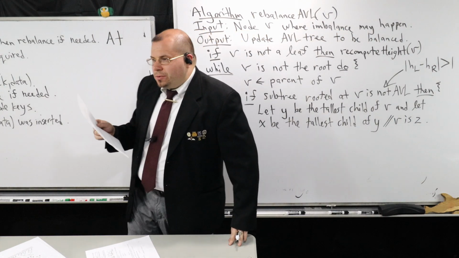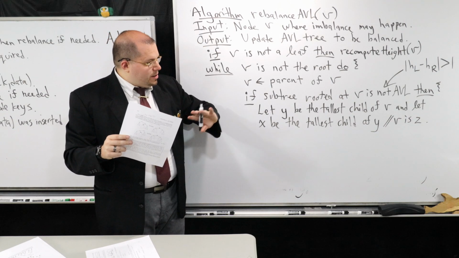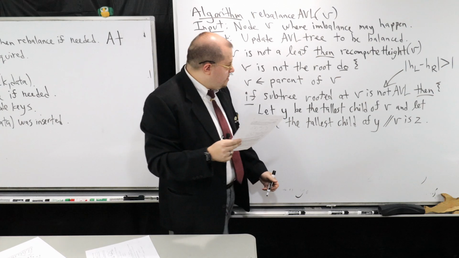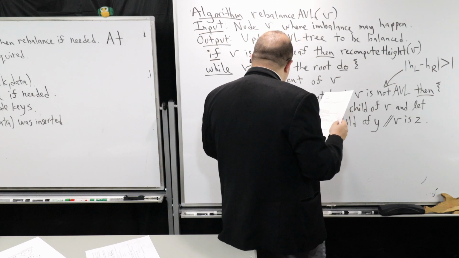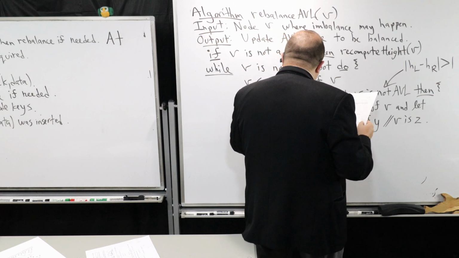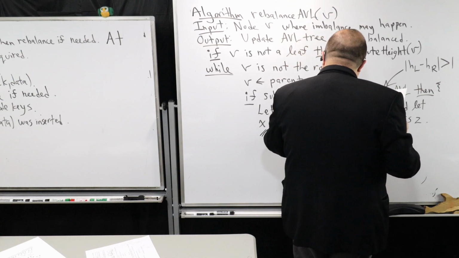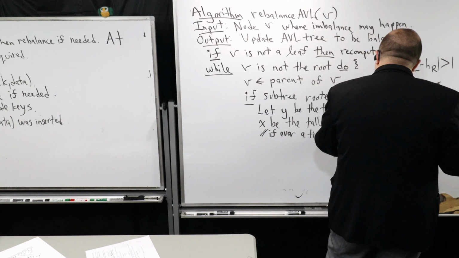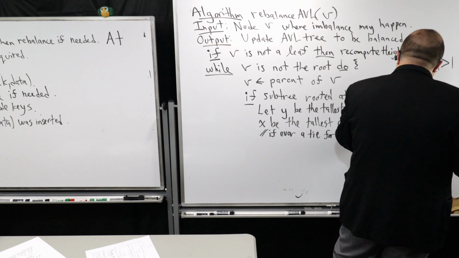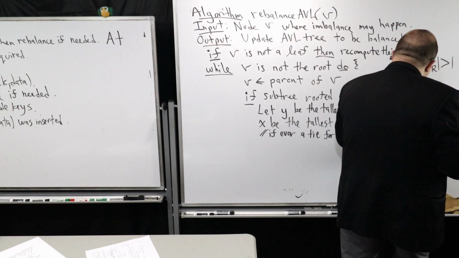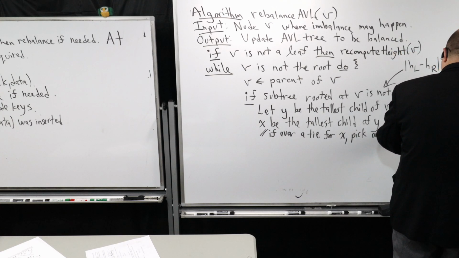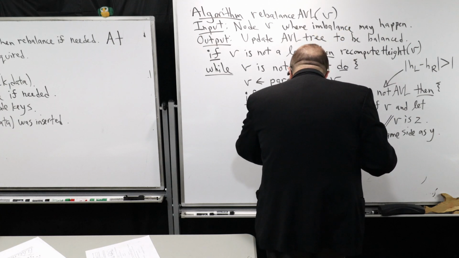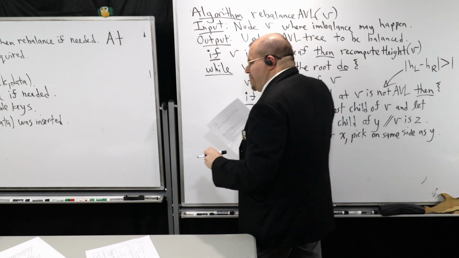Just a reminder, remember if there's ever a tie, you just pick it onto the same side, as we talked about earlier. So I'm just going to mention that as a comment: if ever a tie for x, pick on same side as y. Just going to fix that E. That E looked a little melted in there.